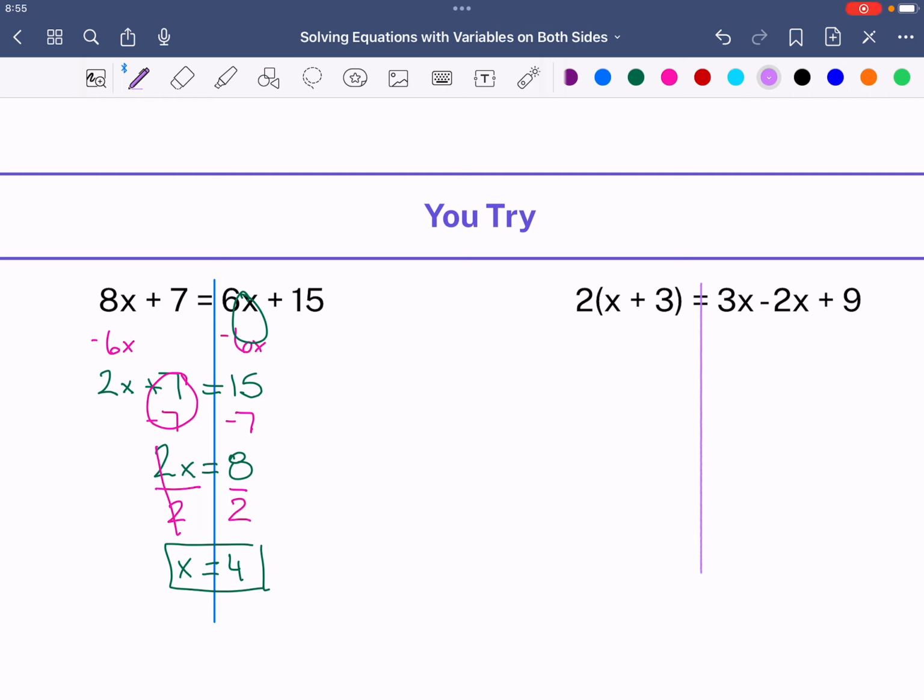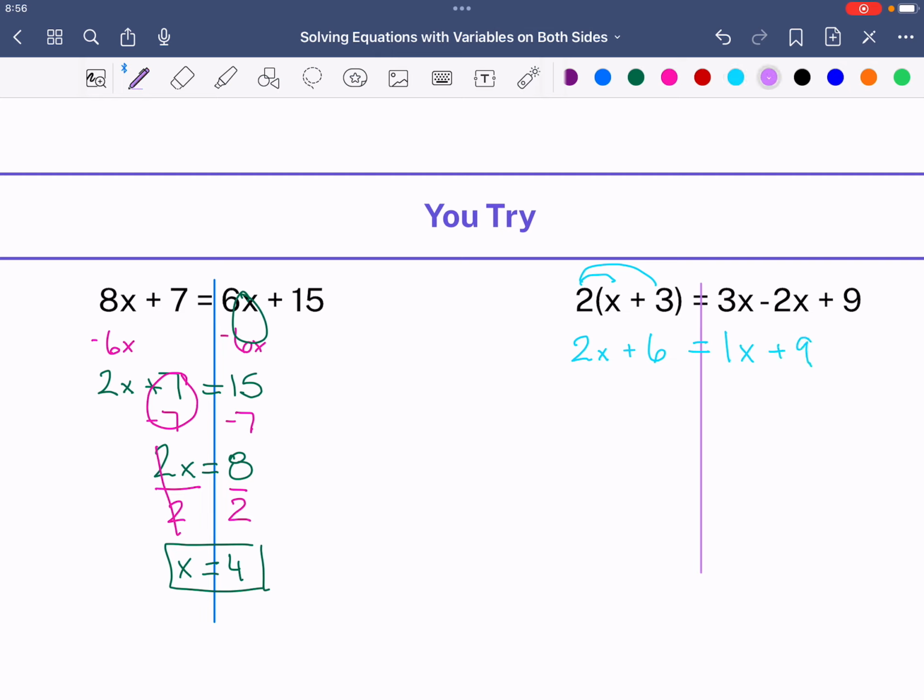All right, we're going to distribute 2. So 2 times x is 2x plus 2 times 3 is 6. Common error is to forget to do the 2 times 3. Equals, on this side we can do 3x minus 2x is 1x, which you can write as x, plus 9.